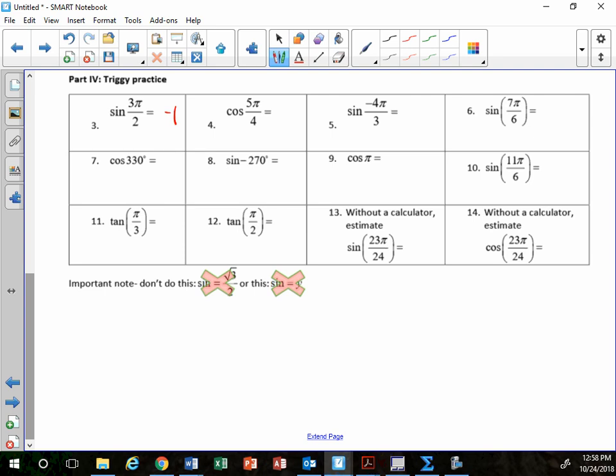Okay, so cosine, 5 pi over 4. So where's 5 pi over 4? Which quadrant am I in? 3. Cosine, is that x or y? X. Okay. What is the x at 5 pi over 4?